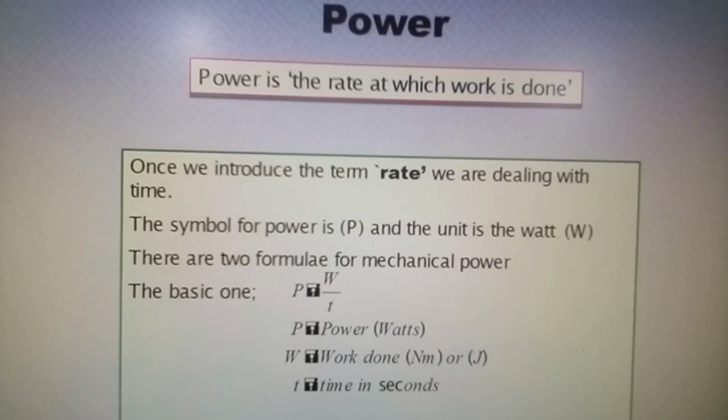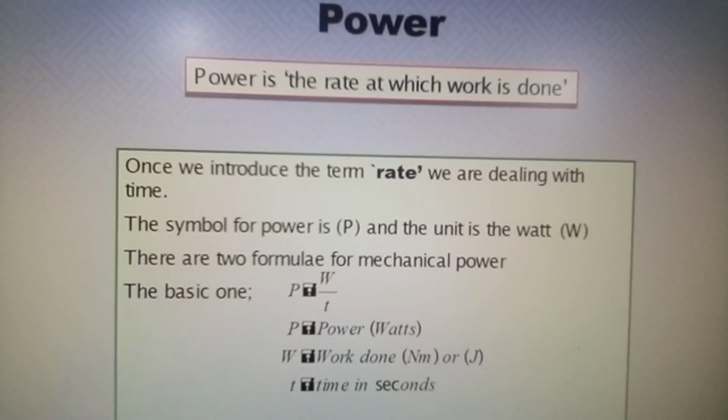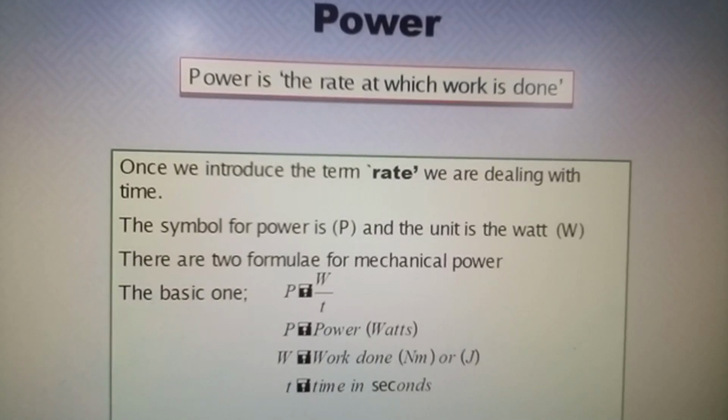And here we have power. Power is the rate at which work is done. Once we introduce the term rate, we are dealing with time. The symbol for power is P and the unit is the watt.